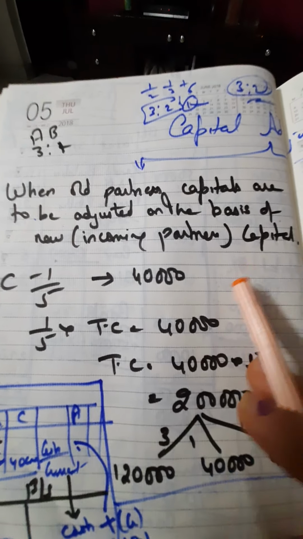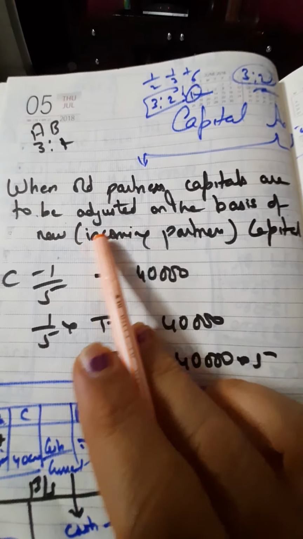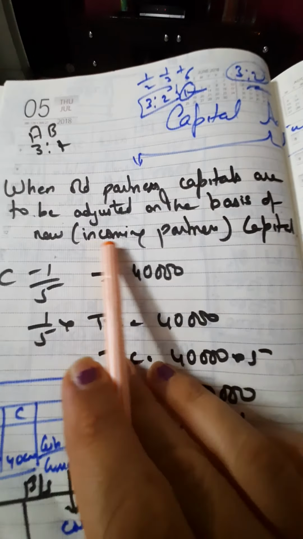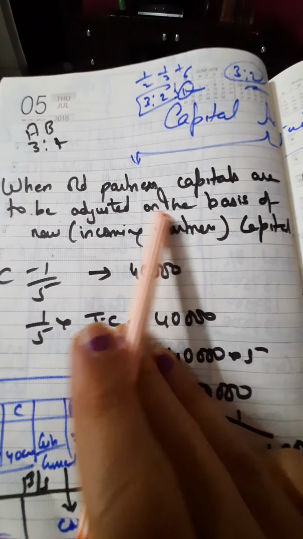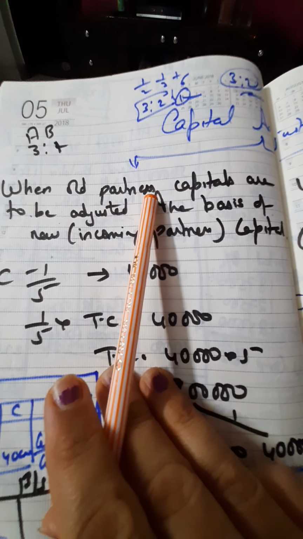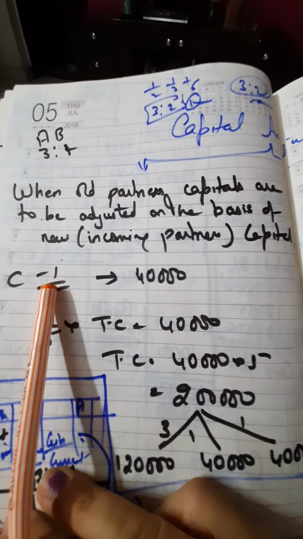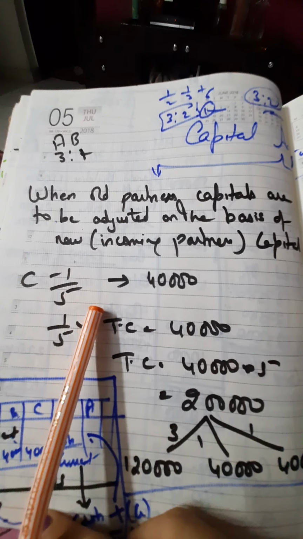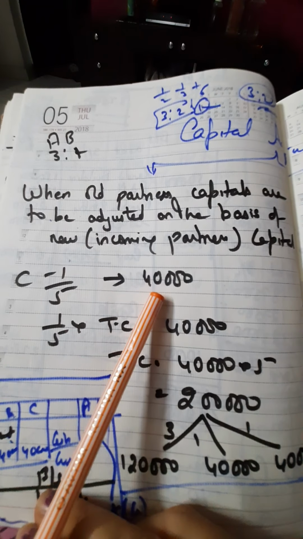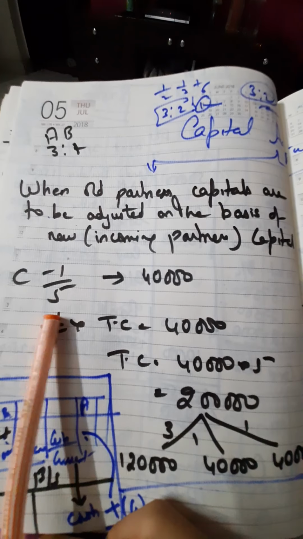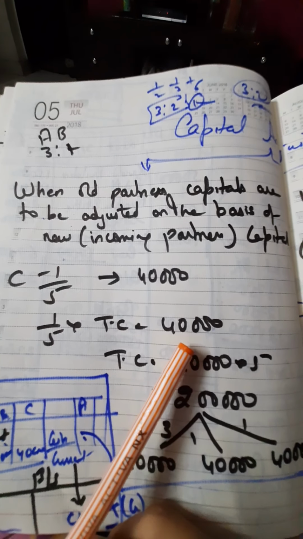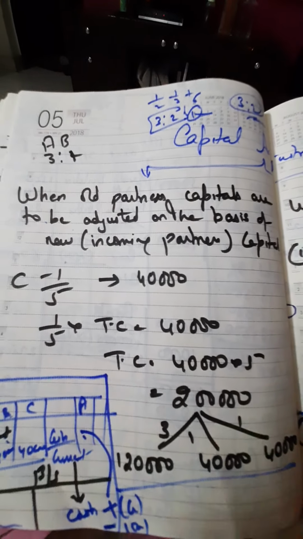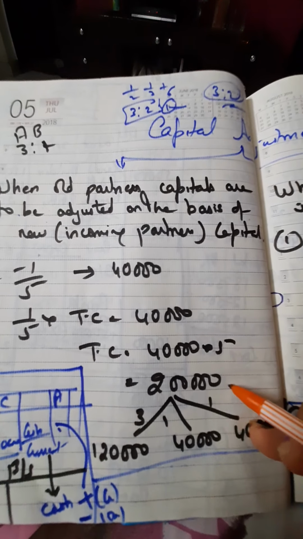Now there are two cases. First case is when old partners' capital are to be adjusted on the basis of new partners' capital. That means the changes are going to be made in the old partners' capital accounts. Now in this question, the new partner is coming for 1/5 share and he's bringing 40,000 as his capital. So that means 1/5 of total capital must have been 40,000. So total capital will be 40,000 into 5, that is 2 lakh.